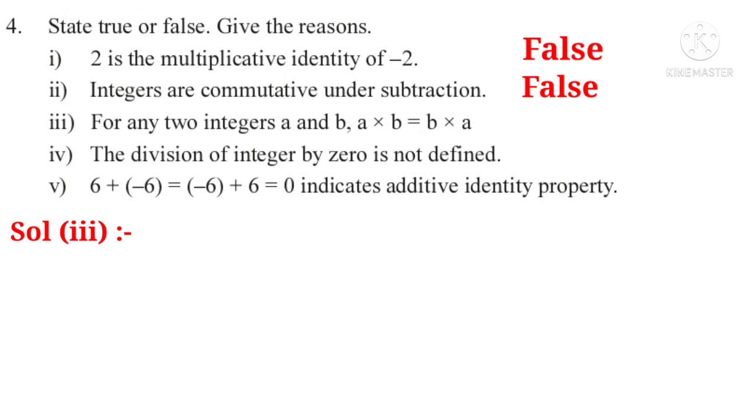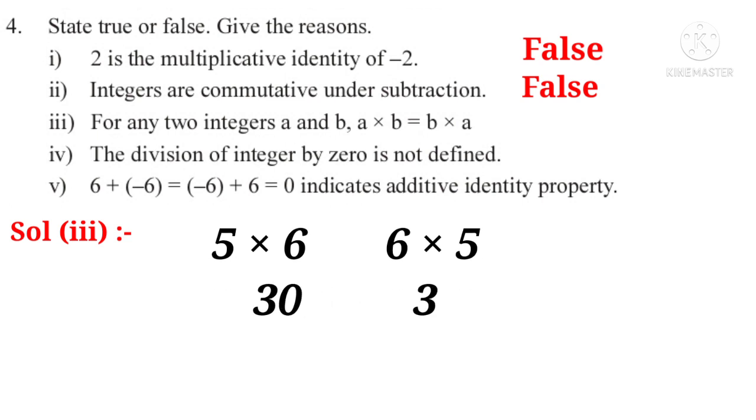Solution 3. For any two integers a and b, a into b is equal to b into a. Let us take two different integers 5 and 6. Just multiply them. 5 into 6 is 30 and interchange it. 6 into 5 is also 30. Both are equal. So the above statement is true.